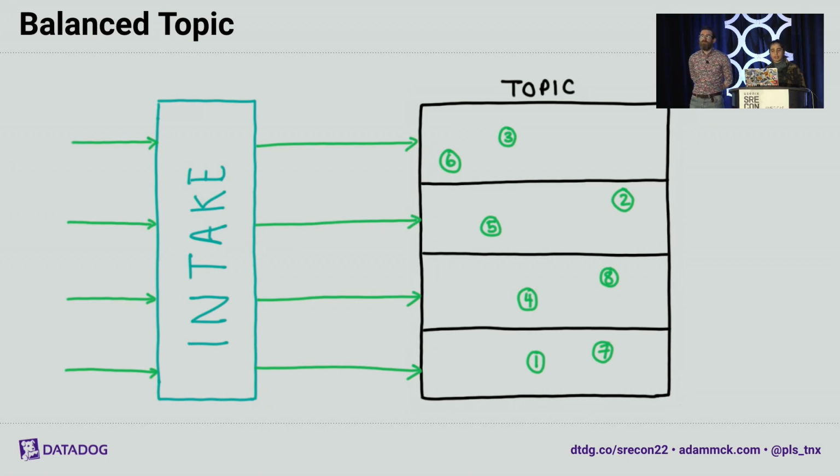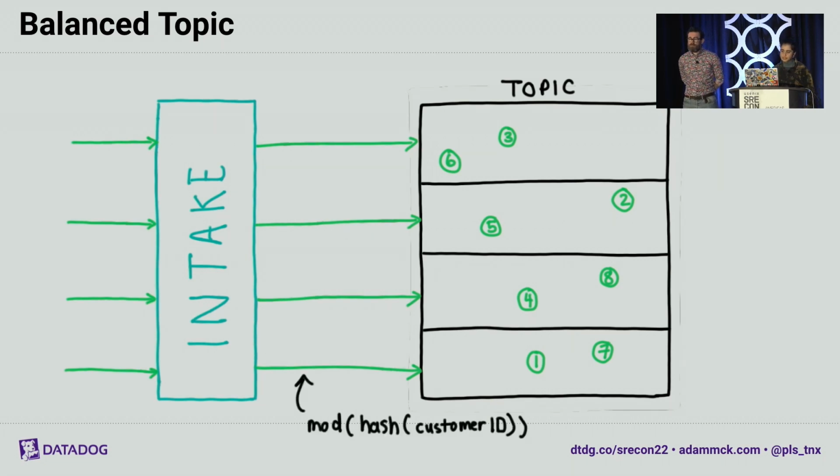So here we have points being written to a Kafka topic from intake. Each of the rows in the topic is a partition. The point is hashed by the customer ID that submitted it, which should spread the points evenly across the partitions if the customers are evenly distributed or roughly the same size.